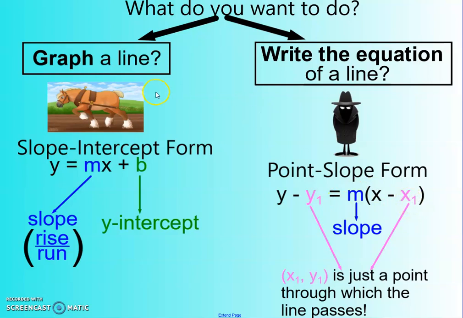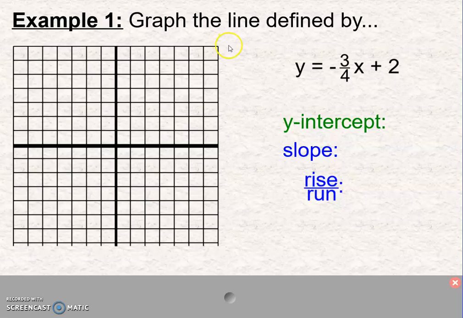So let's go back and take a look at graphing lines. So example 1 in your notes. If I asked you to graph this line, well, graphing lines, that's where we want to use slope-intercept form. And this equation is already written in slope-intercept form.